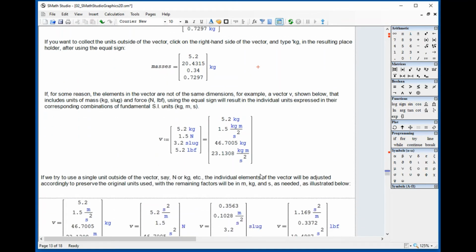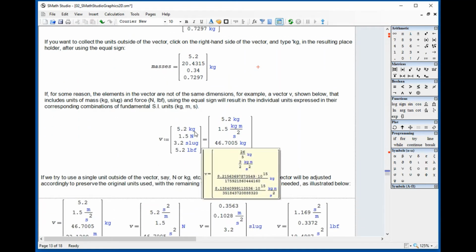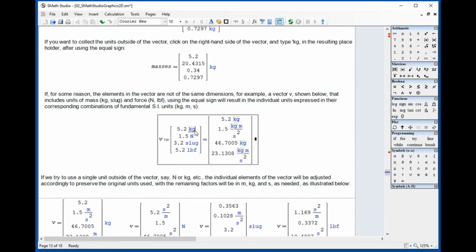Now, in this case, I have a vector where I have different dimensions. These are units of mass. These are units of force, mass again, and force. So when you make it equal to, you get the basic units of the international system: mass, kilograms, force, kilograms times meter per second square, which is Newton, but they prefer to give you the most basic units. And so this is what we're getting for these four results.